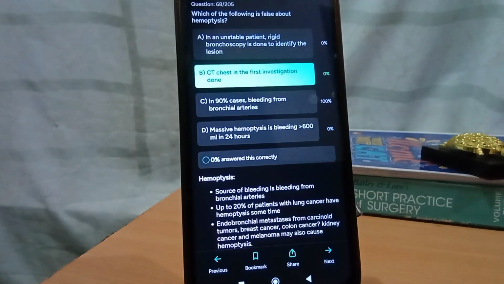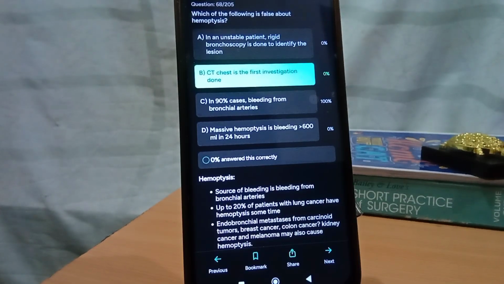Which of the following is false about hemoptysis? In an unstable patient, rigid bronchoscopy is done to identify the lesion. CT is the first investigation done. In 90% of cases, bleeding is from the bronchial arteries. Massive hemoptysis is bleeding of more than 600 ml in 24 hours. So the source of bleeding in hemoptysis is the bronchial arteries.